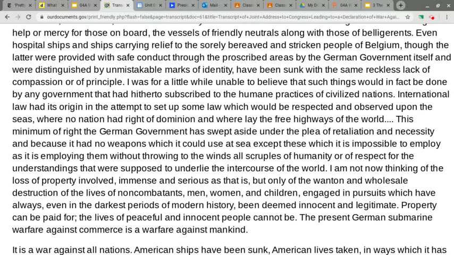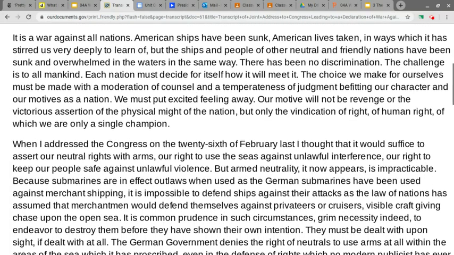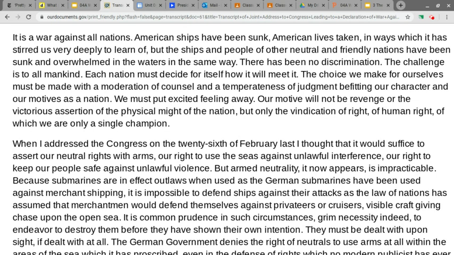I am not now thinking of the loss of property involved, immense and serious as it is, but only of the wanton and wholesale destruction of the lives of non combatants, men, women, and children engaged in pursuits which has always, even in the darkest periods of modern history, been deemed innocent and legitimate. Property can be paid for, the lives of peaceful and innocent people cannot be. The present German submarine warfare against commerce is a warfare against mankind. It is still a war against all nations.